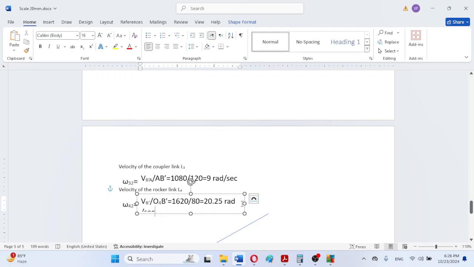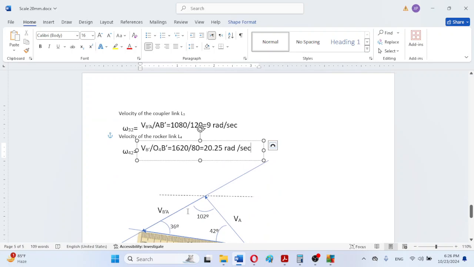Now it is the task for the students to practically draw this velocity diagram, and verify whether these results are correct or not. I have just explained the method.